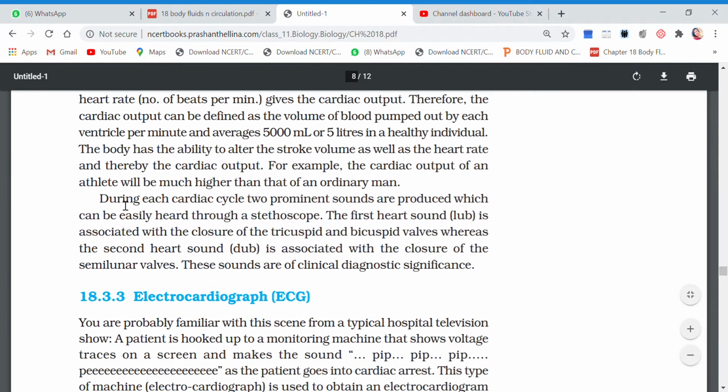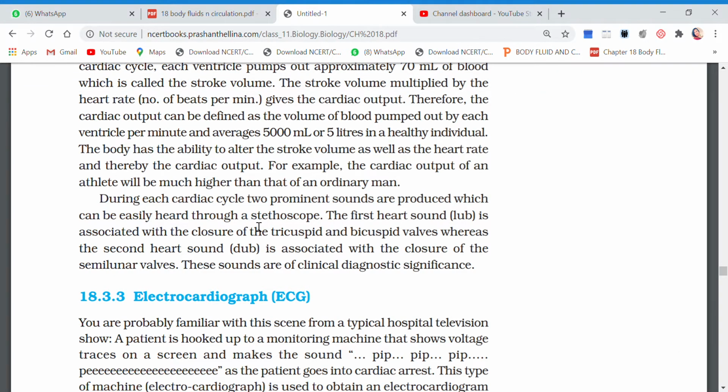And one more paragraph here is, during each cardiac cycle two prominent sounds are produced which can be easily heard through a stethoscope. You have seen doctors putting a stethoscope in their ears and putting the instrument on the patient's heart, and he tries to listen to the sound. Now what is he listening to? He is actually listening to the closure or opening of the valves.